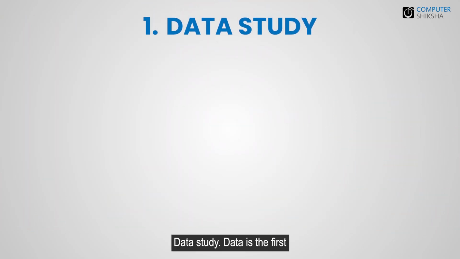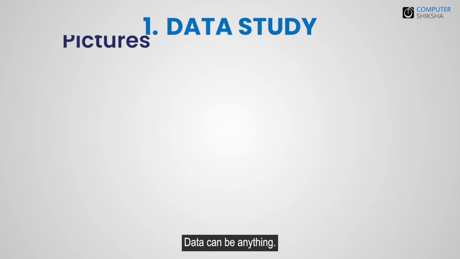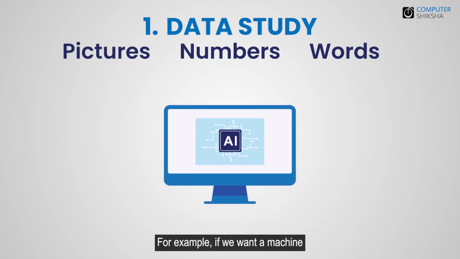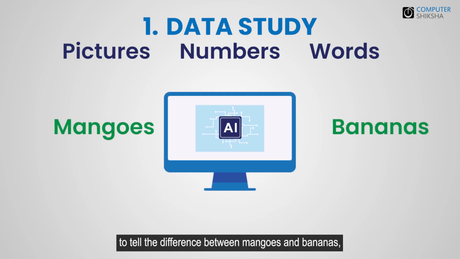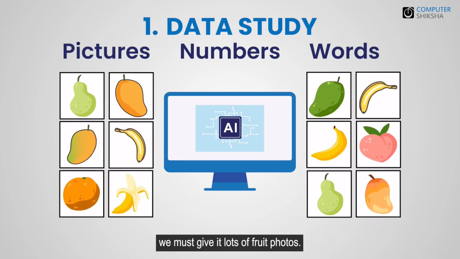Data study. Data is the first and most important ingredient for machine learning. AI needs to study data to learn. Data can be anything: pictures, numbers, or words. For example, if we want a machine to tell the difference between mangoes and bananas, we must give it lots of fruit photos. Each photo is a piece of data.